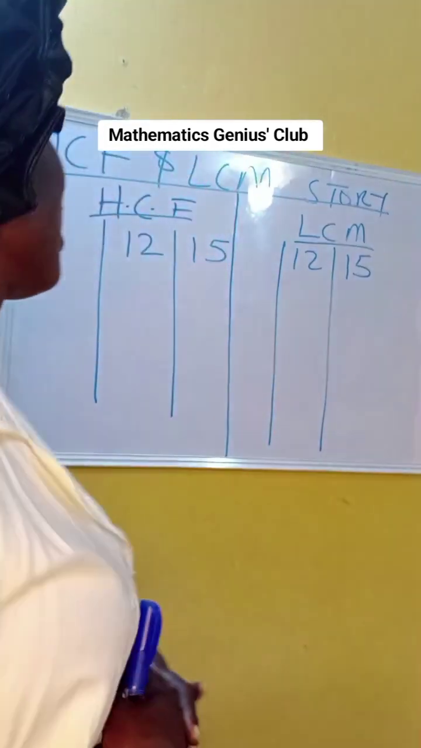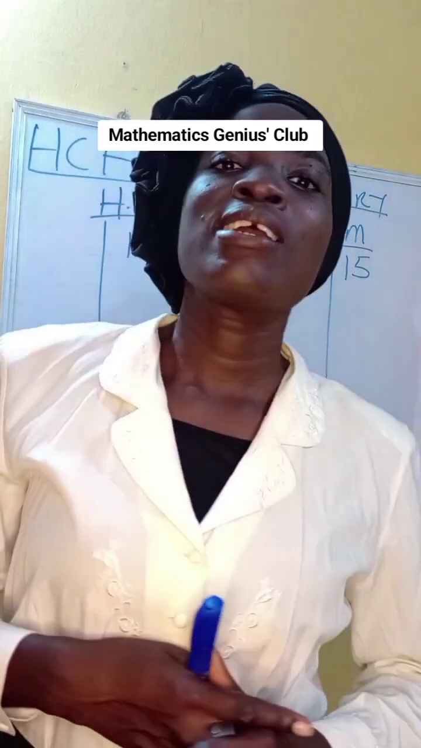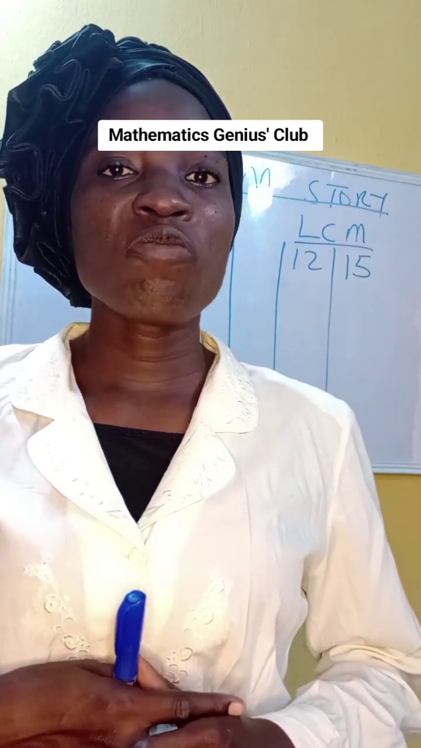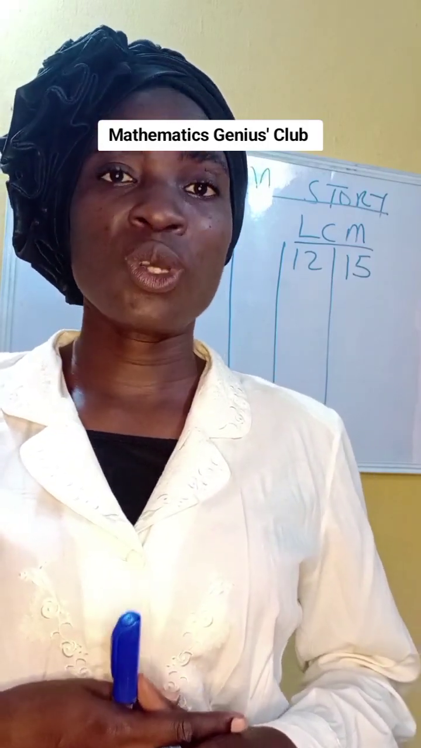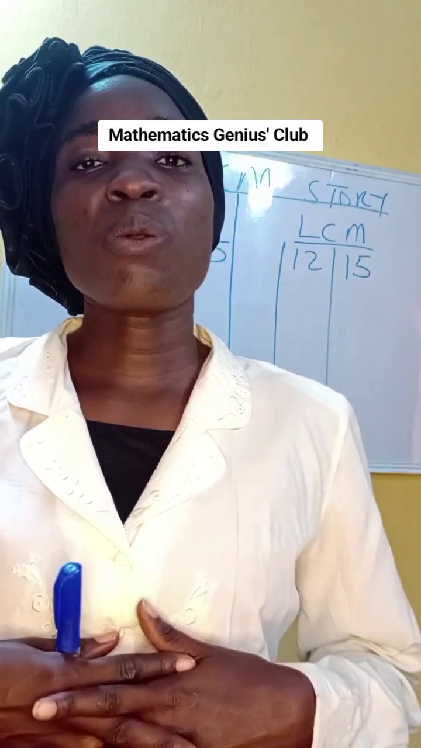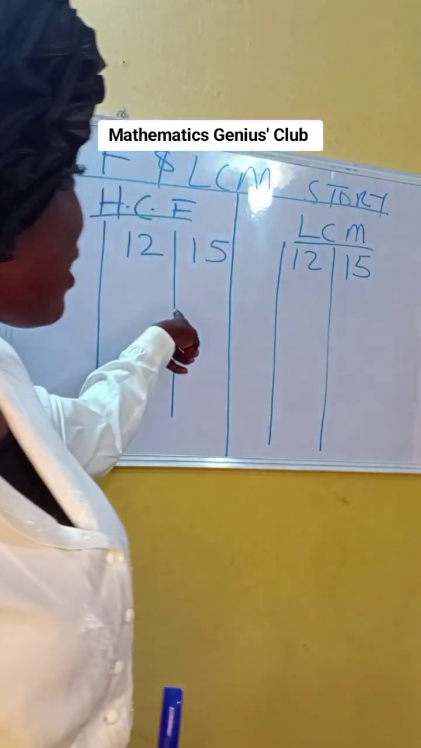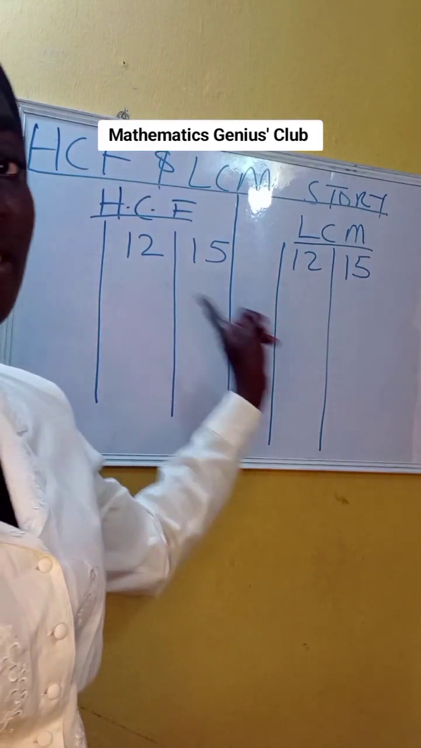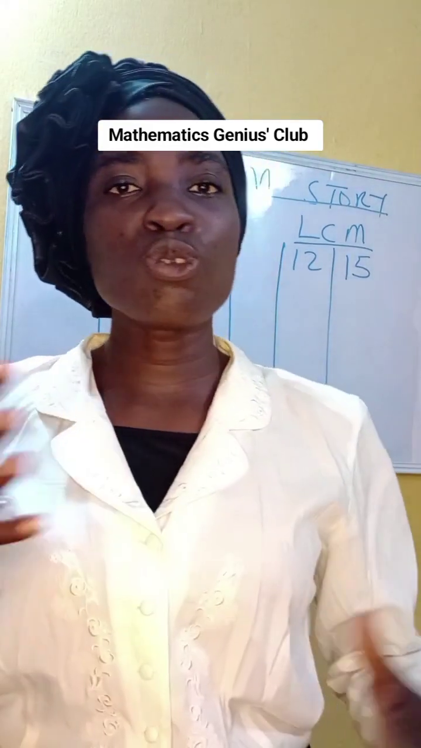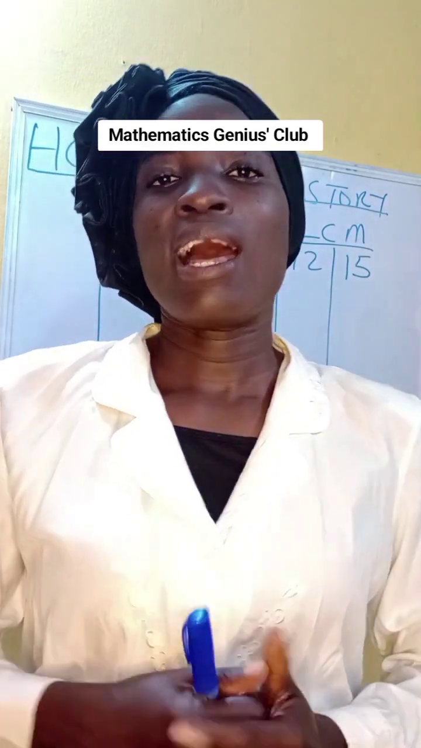Stay tuned. The topic I have before me is the HCF and LCM story. HCF means highest common factor, and LCM means lowest common multiple. There's a story I tell for the parallel line method, I mean this method of solving HCF and LCM, that helps you to know the differences between the two of them. And here is the story.